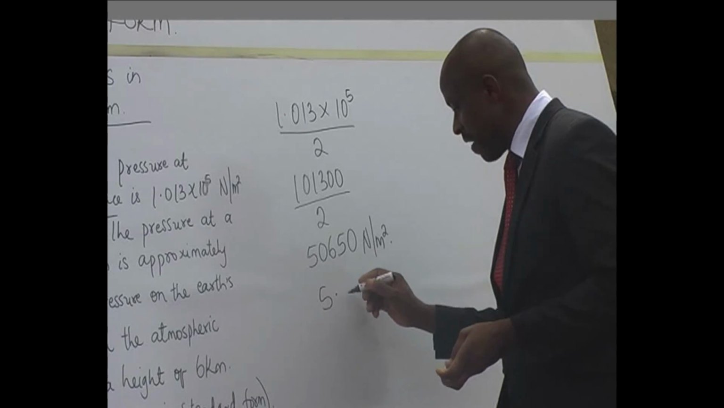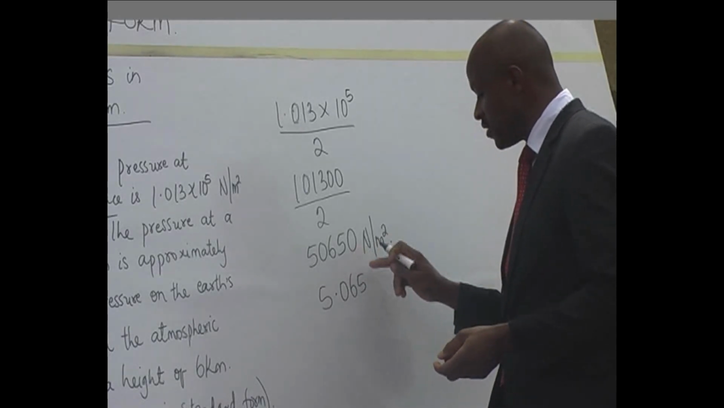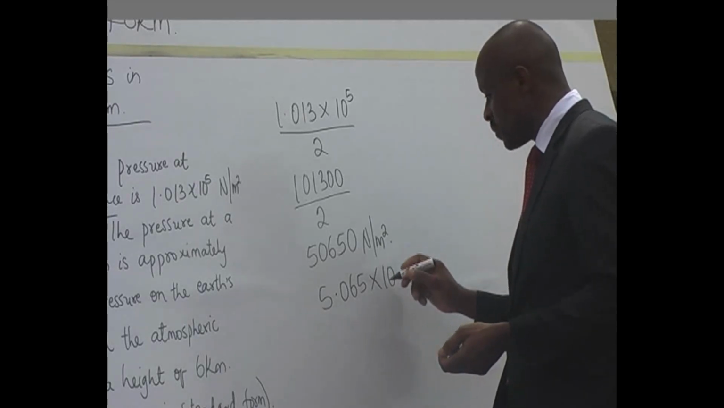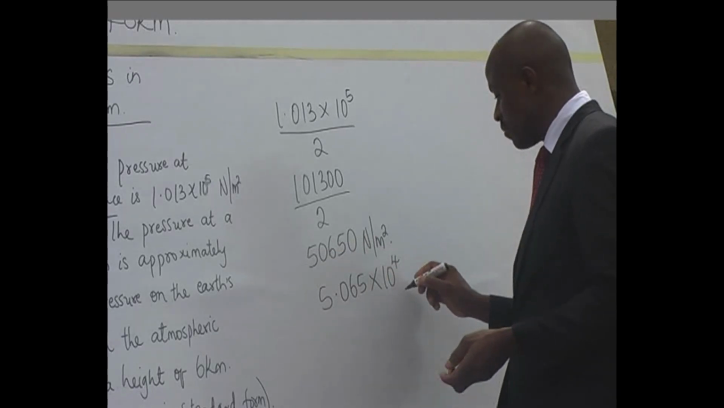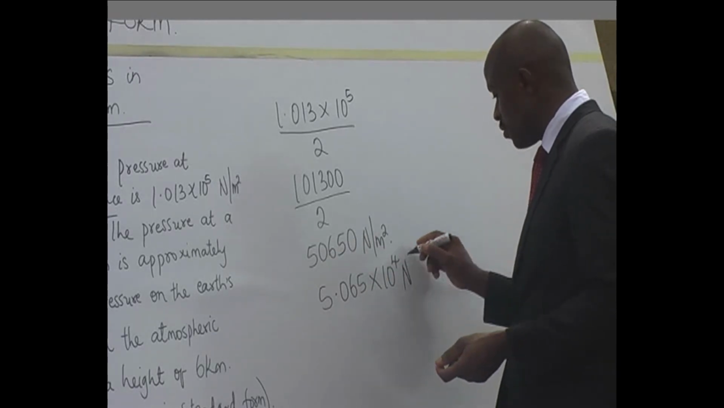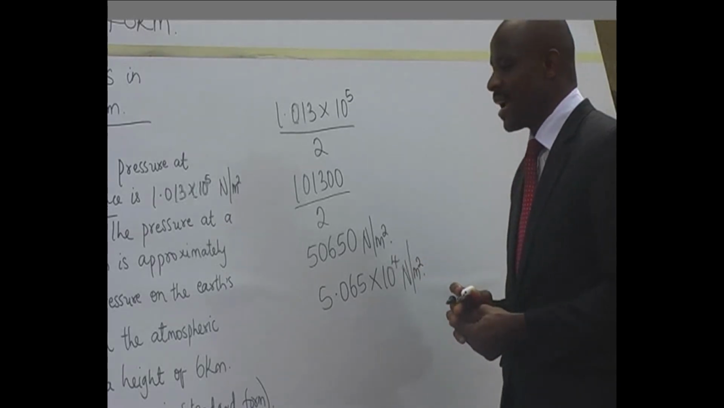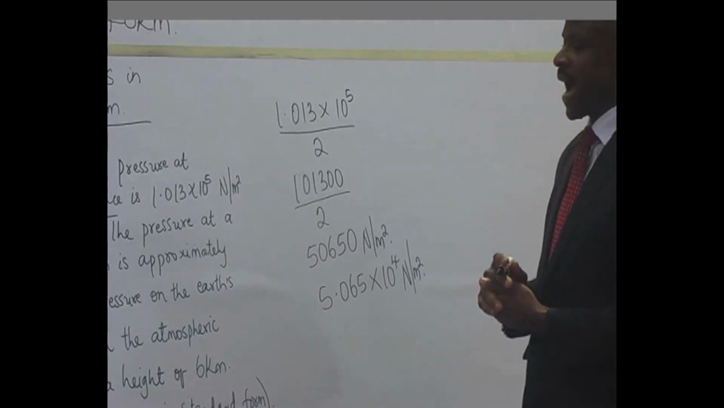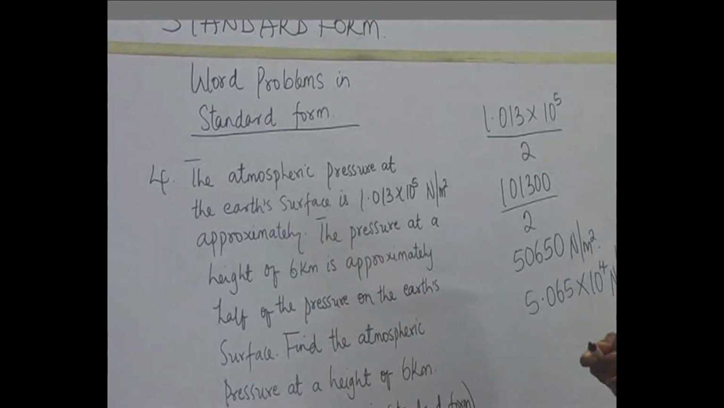So you're going to have 5.065. No need of putting this 0 here again because it has no meaning. Times 10 exponent 4, the 4 decimal places that you have moved it. And this is going to be Newton per meter squared. That is the pressure, the atmospheric pressure at a height of 6 kilometers from the Earth's surface.